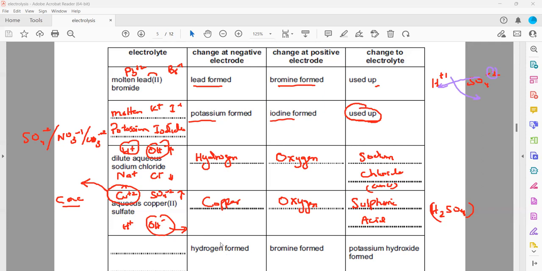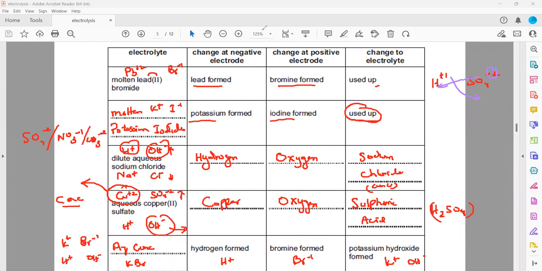The last one: hydrogen is formed at the negative electrode, bromine at the positive electrode, and the electrolyte is potassium hydroxide. Because the bromide ions are moving, it is aqueous concentrated potassium bromide. Because the ions it contains are K plus, Br minus, H plus, and OH minus.